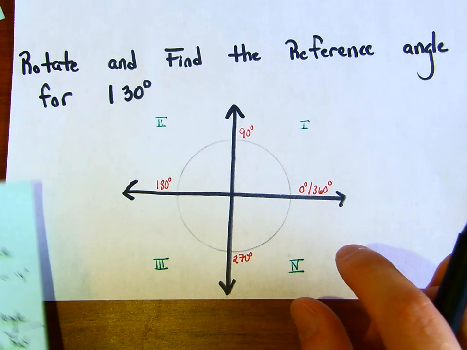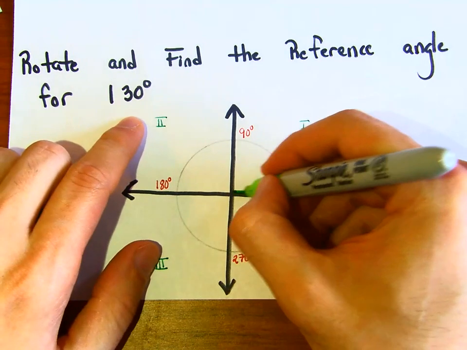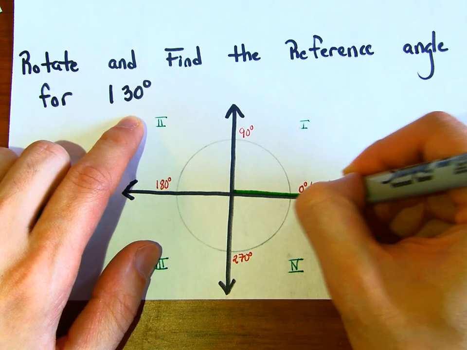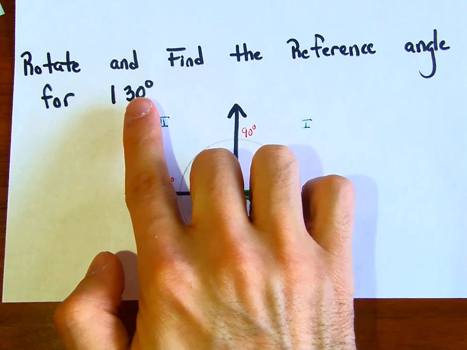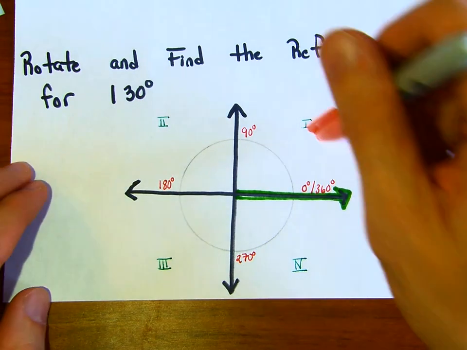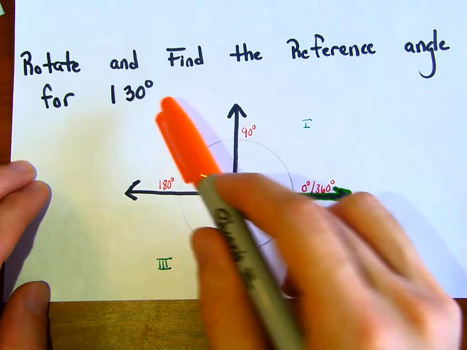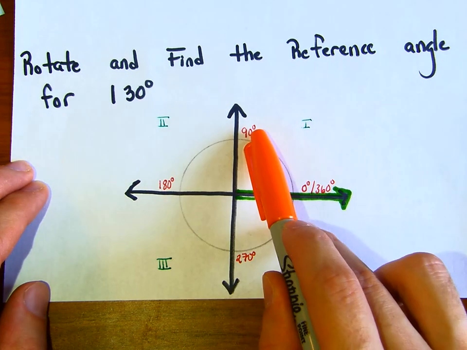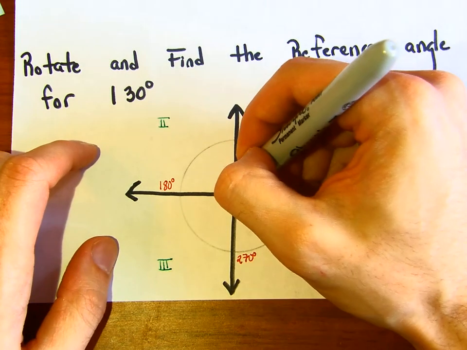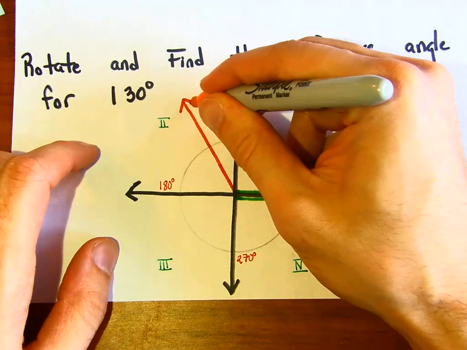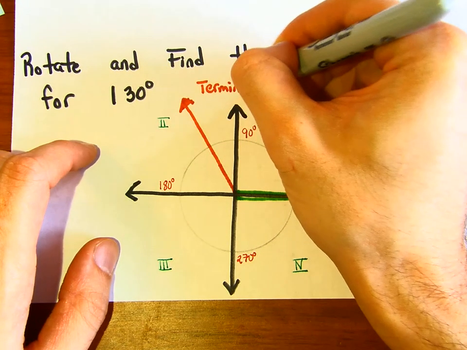So first, what's the first move? Let's make the initial ray, right? The initial ray is over here, okay? Now we want to rotate 130 degrees. Where will 130 degrees be, in which one of these quadrants? It should be in quadrant 2, because 130 is between 90 and 180. So where is 130? Give or take, it should be something like this, okay? So notice that this is our terminal ray, okay?